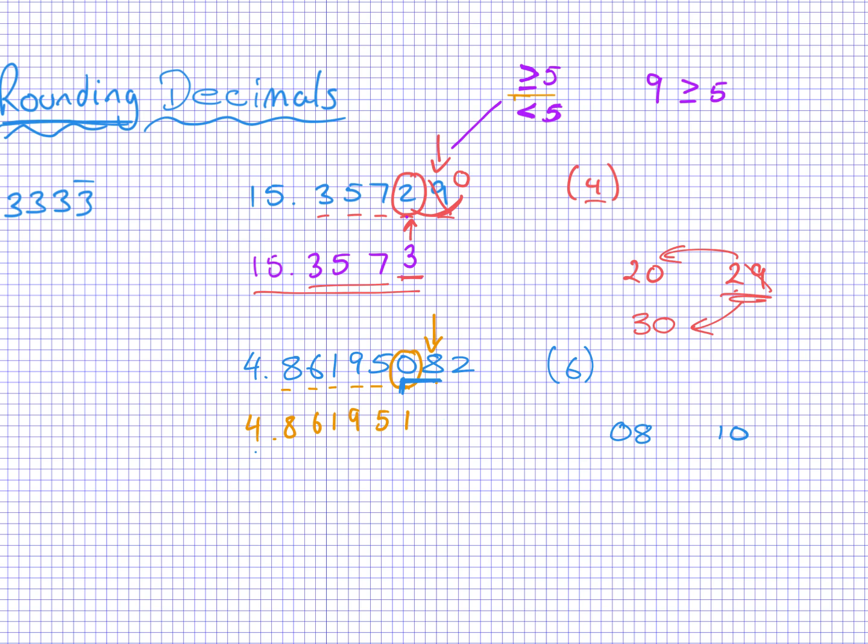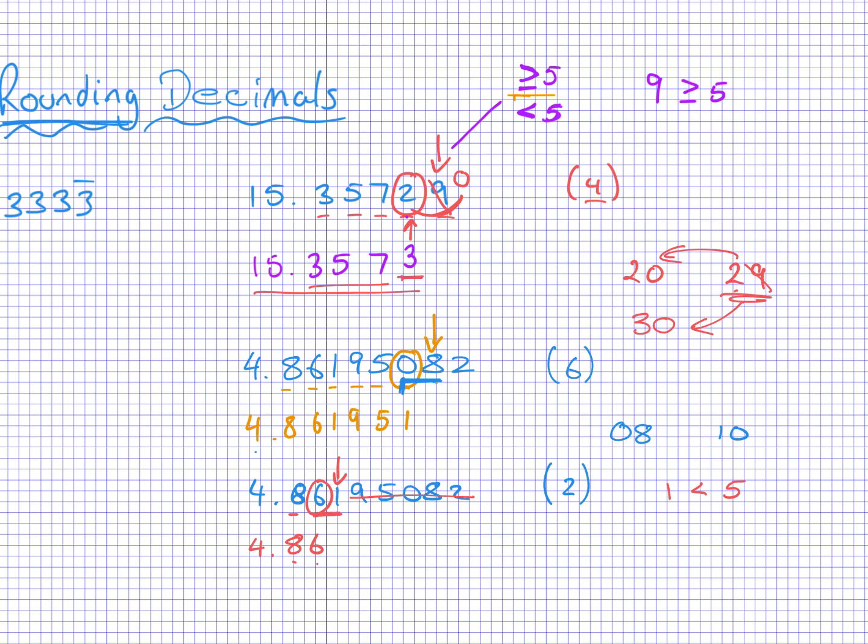Okay. What about if we used the same number? 4.86195082. And instead of going to 6 decimal places, what if we round it to 2 decimal places? So we look at this, we go 1, 2, circle the second one, put an arrow above the next one. Is 1 bigger or smaller than 5? Well, hopefully you can see that 1 is smaller than 5, which means I leave the 6 as is. So the number is 4.86, and I chop off all the rest because I've written 2 decimal places after the decimal point.